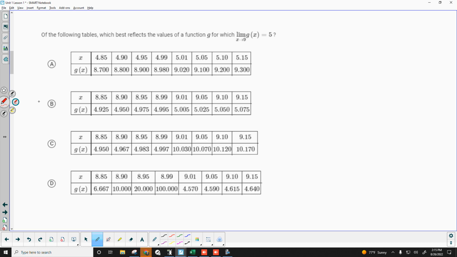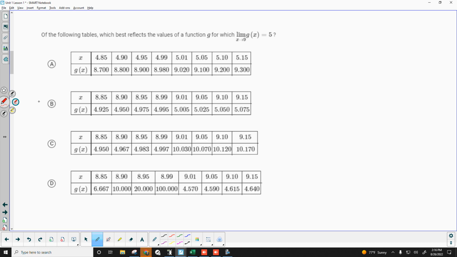How do you know it's B? Exactly. Does everybody know that it's B? Some people said B. All right, good. It's B. The other ones are 10, 100, 4.5, 9, the y value is 5.